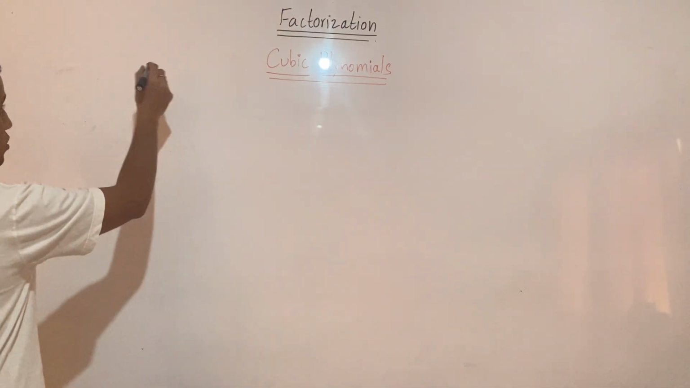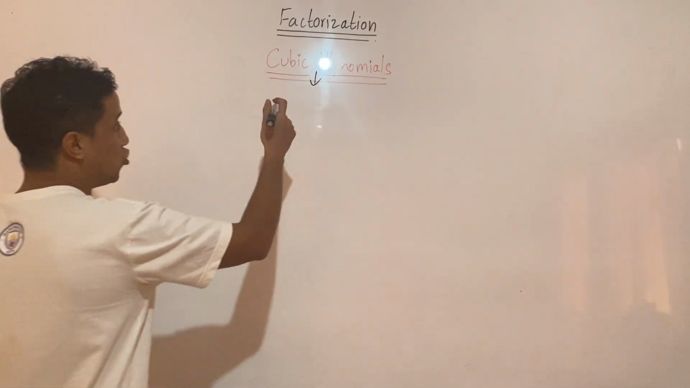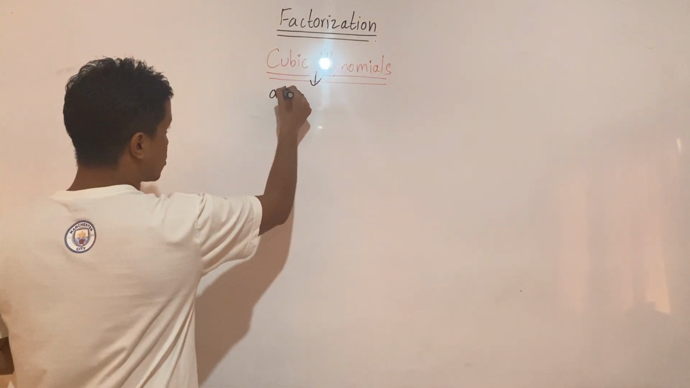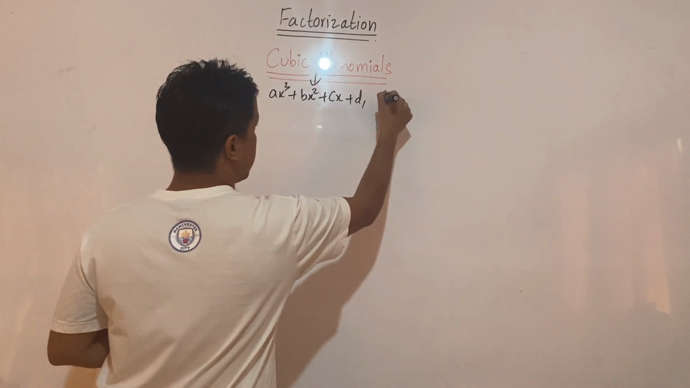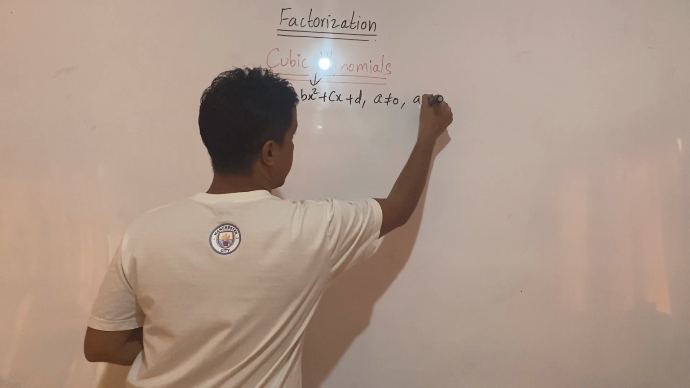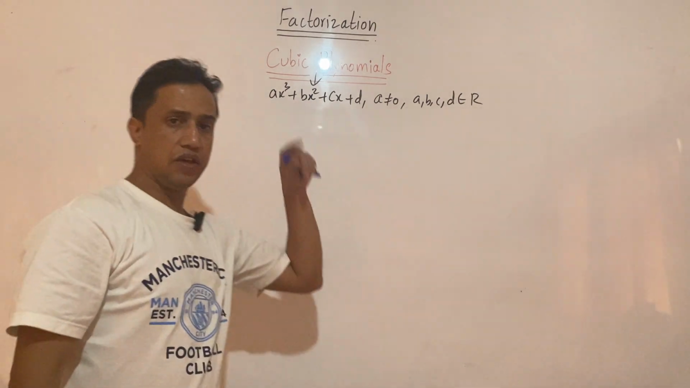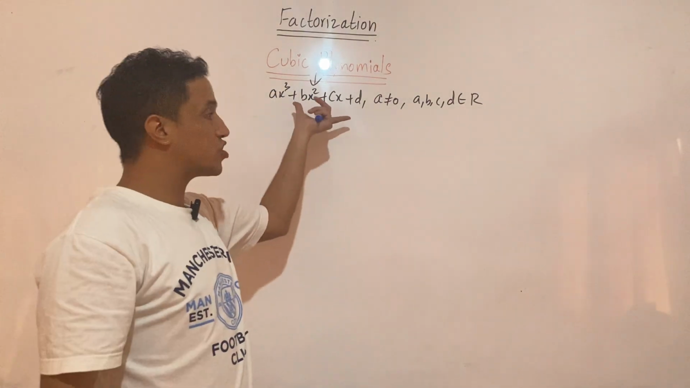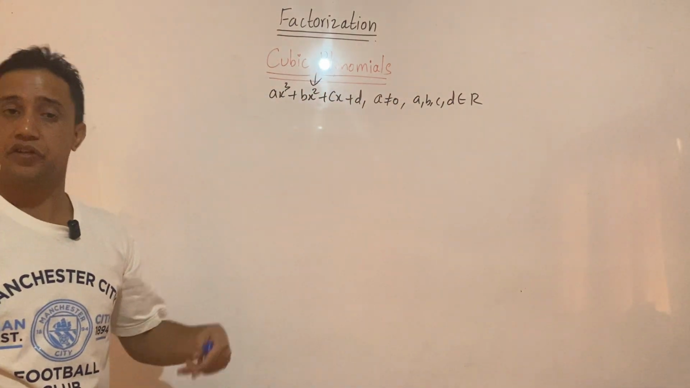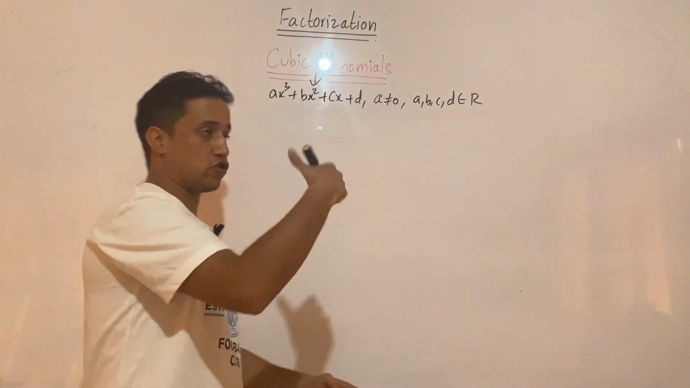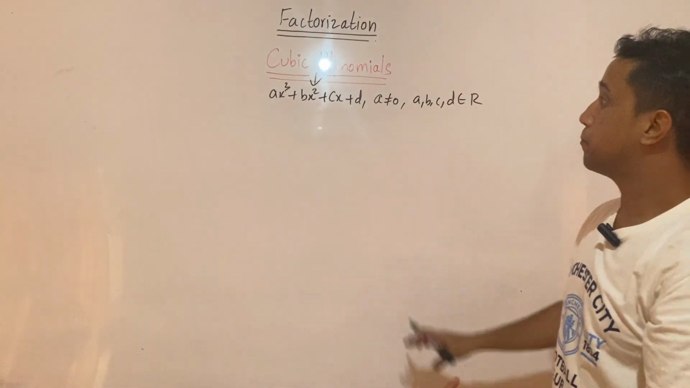What are cubic polynomials? Cubic polynomials are the polynomials written in the form ax cubed plus bx squared plus cx plus d, where a must not be equal to 0 and a, b, c, d belong to the real numbers. So if you look at any polynomial that looks similar to this form and satisfies all these conditions, that polynomial expression is going to be a cubic polynomial expression. Okay, so here we'll see how to factorize cubic polynomials.